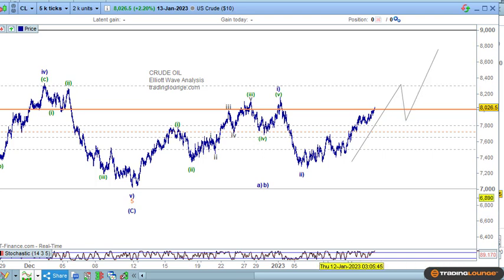Now, we also have to be a little bit mindful that this could be an A wave, a B wave, and a C wave up here, but I don't think that's the case when I'm looking at the stocks, the ETFs and so on, the stock side of the market.